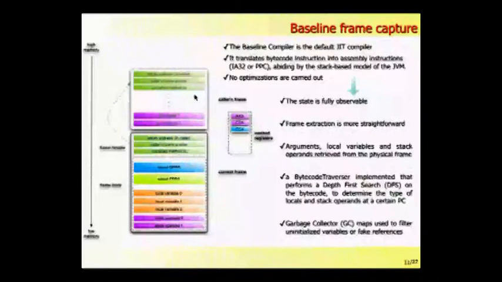So we need to parse the bytecode using a depth-first search approach to determine the locals and stack operands types at a certain program counter, bytecode index. And I also used the garbage collector maps to filter uninitialized variables or fake references.